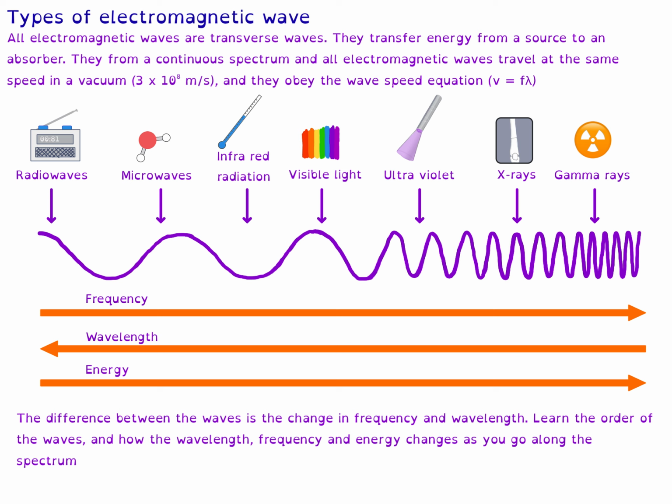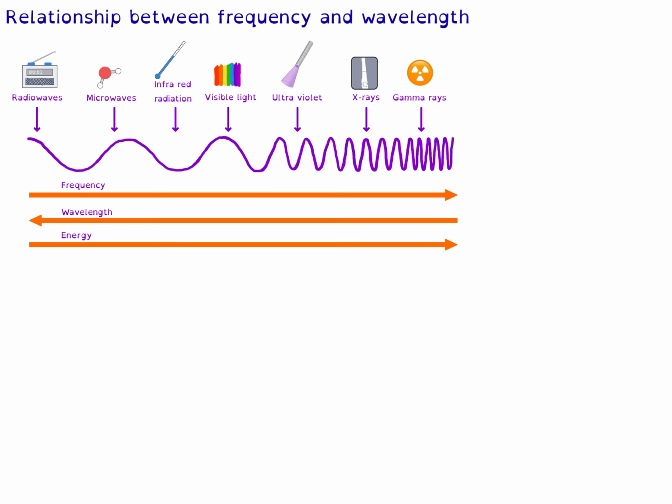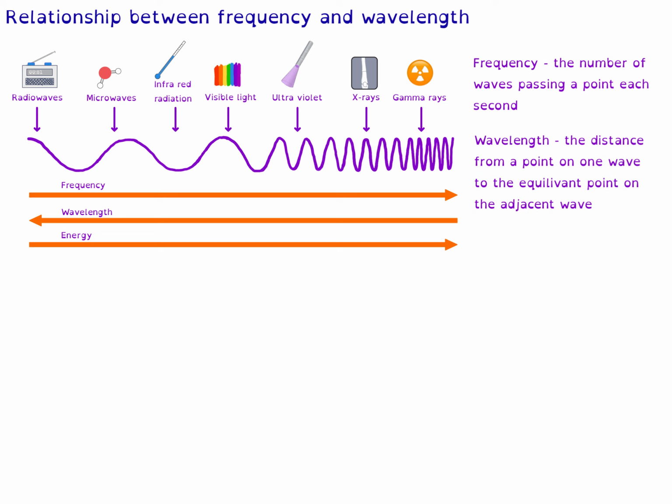Learn the order of the waves: radio waves, microwaves, infrared radiation, visible light, ultraviolet, X-rays, gamma rays, and how the wavelength, frequency and energy changes as you go along the spectrum. To recap some definitions, frequency is the number of waves passing a point each second, and the wavelength is the distance from a point on the wave to the equivalent point on the adjacent wave.